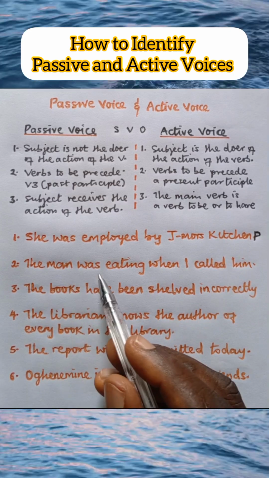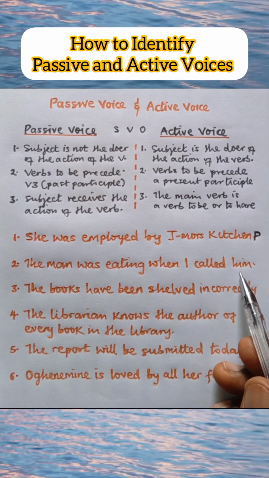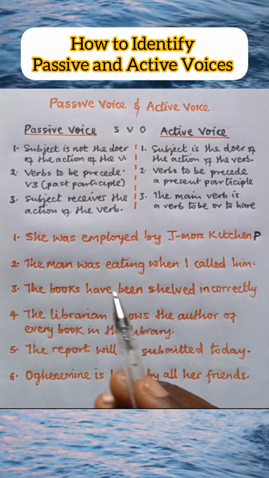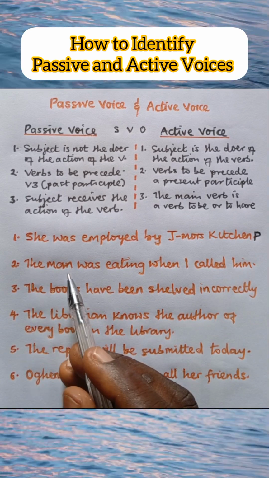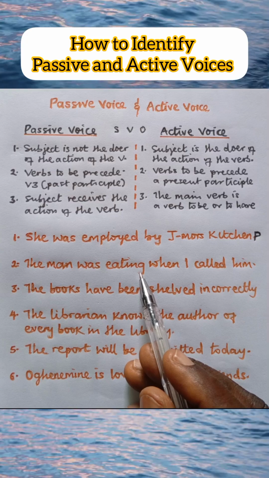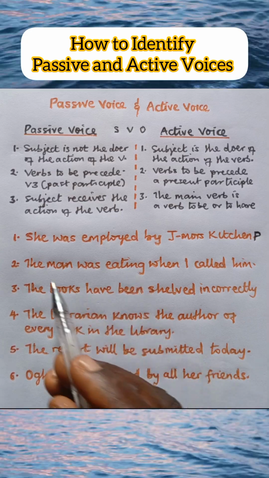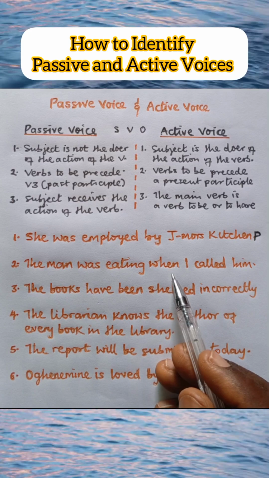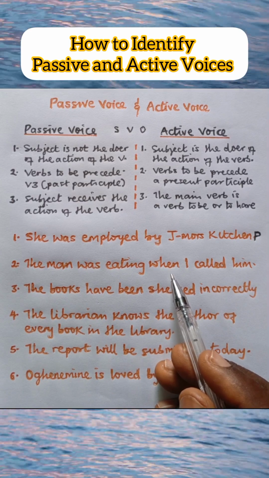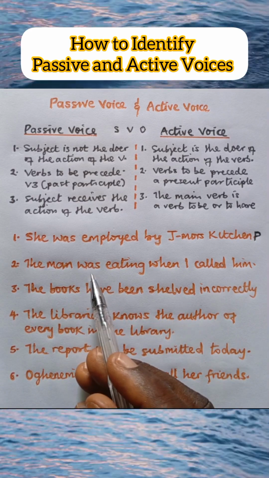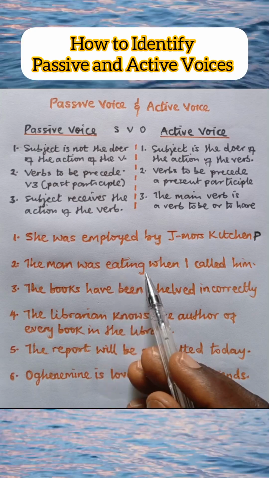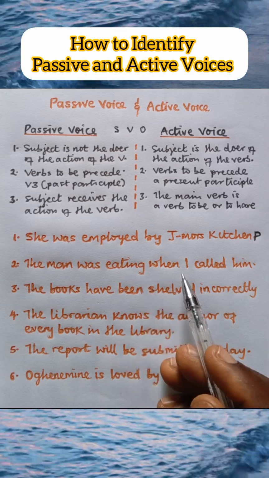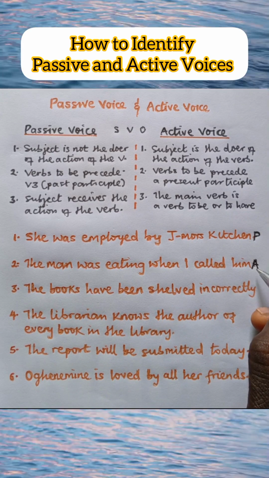2. The man was eating when I called him. The subject here is the man. The action is eating. Who performs this action? It is the subject, which is the man. And since the subject performs the action of eating, this sentence is in the active voice. Secondly, the auxiliary verb was is followed by a present participle. That confirms that this sentence is in the active voice.